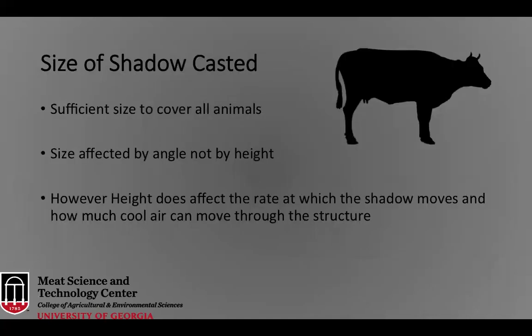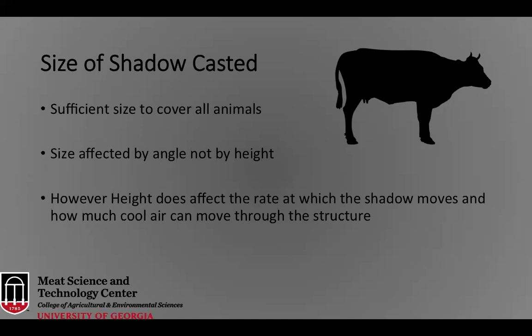So, the size of the shadow casted. We want to make sure it's a sufficient size to cover all animals. Again, we did talk about that 3 square meters up to 5 square meters, so that size is very achievable as long as you have the correct size of your shade structure. And size is also affected by the angle, not by the height. This is the pitch. A lot of times the pitch or the angle of the shade will be around 18 degrees, anywhere from 10 to 18 degrees.